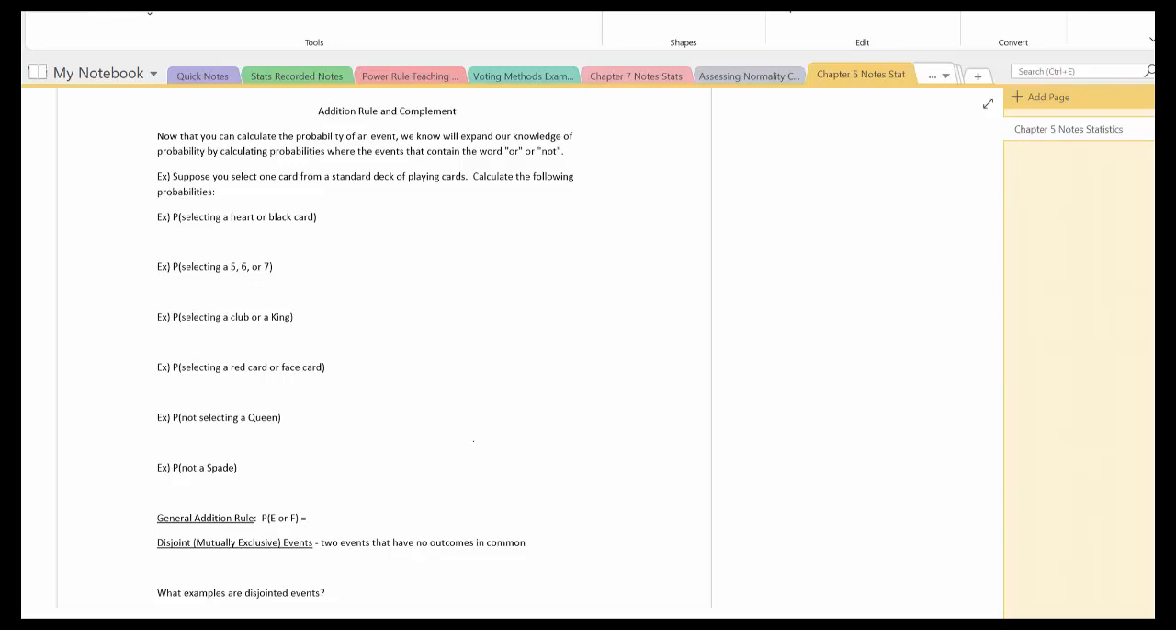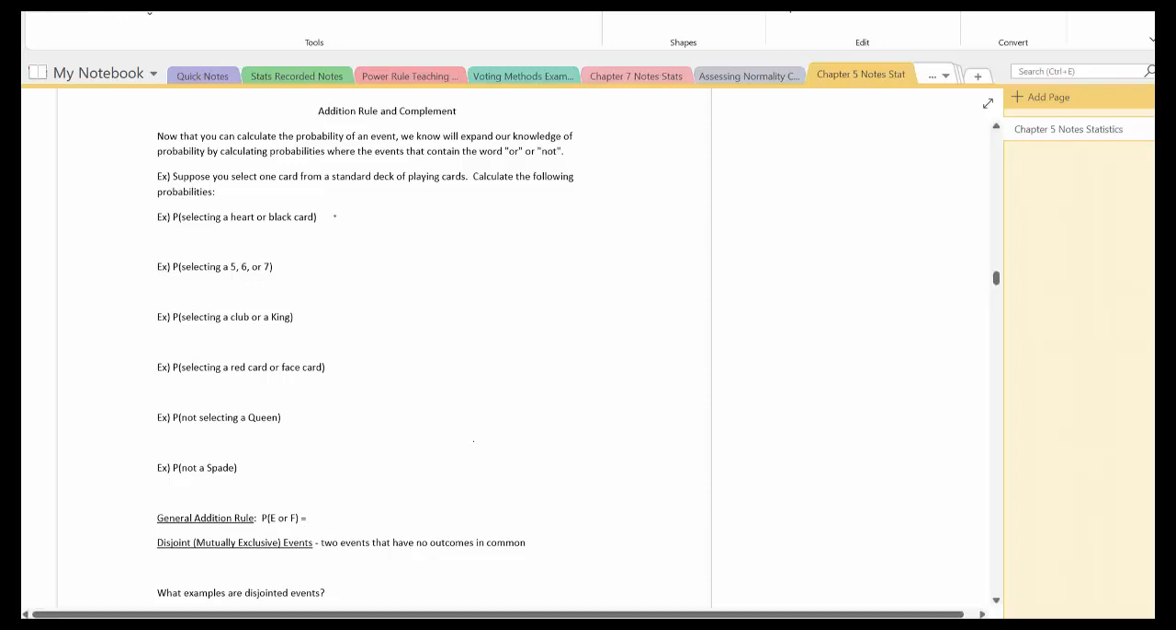In this video, we're going to begin our discussion with the addition rule and the complement. So we did a little bit with probability. Now we want to deal with probabilities where the events contain the word or the word not. All right, so let's suppose you select one card from a standard deck of playing cards. We want to be able to calculate the following probabilities. So the probability of selecting a heart or a black card.